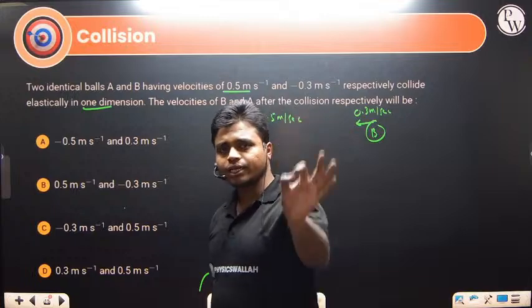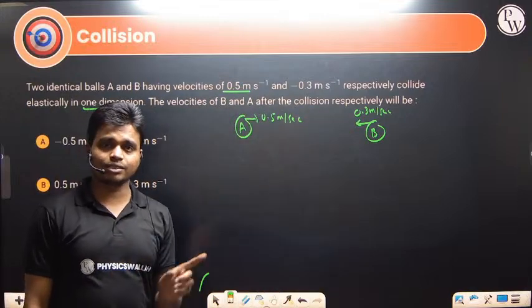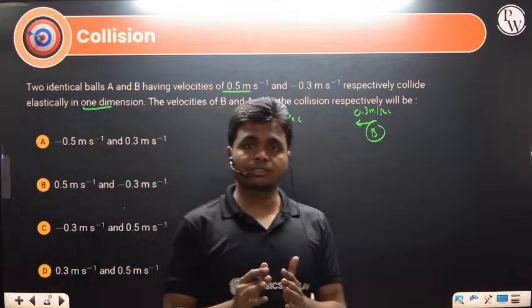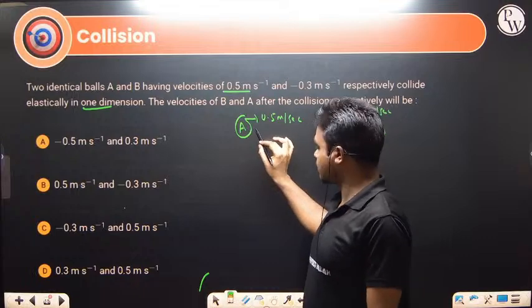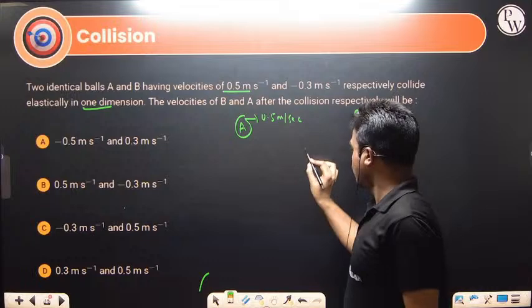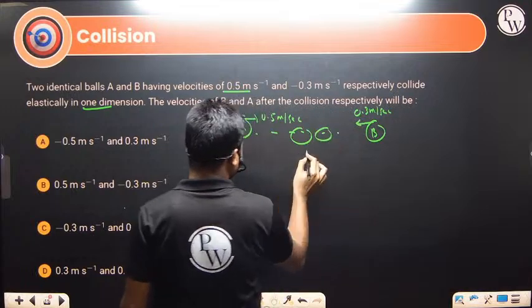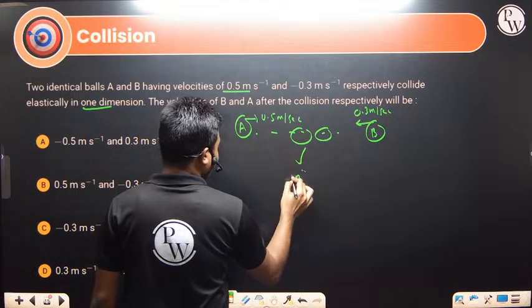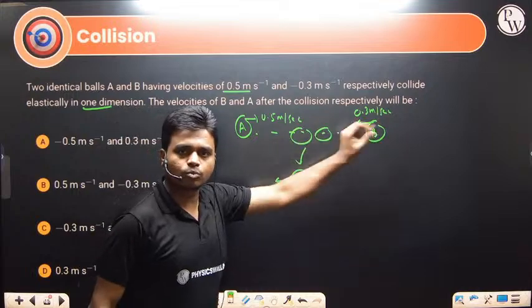Remember one thing: if the masses are the same and the collision is elastic, the velocities will be interchanged after the collision. The velocity of this ball will be given to this one, and the velocity of this ball will be given to this one. So once they collide, what will happen? After collision, this ball B will move with a velocity of how much?